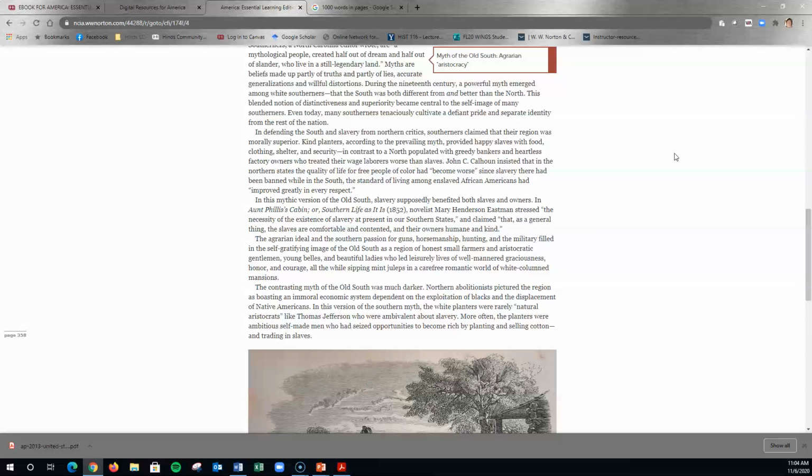The South tried to cultivate this idea that this was an agrarian area, an ideal area, populated by slave owners who cared about the slaves, and that the slaves were just happy to be working and were treated much better than wage earners in the North. That is not true.